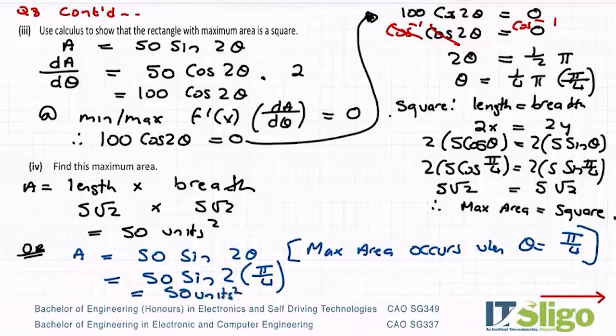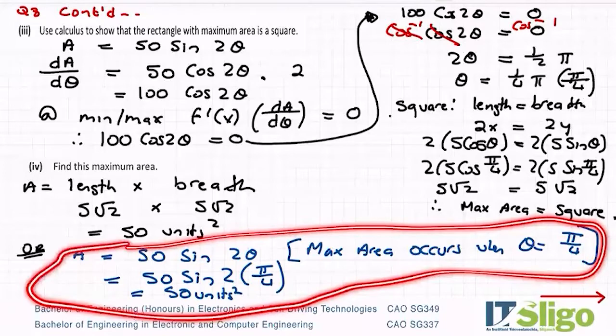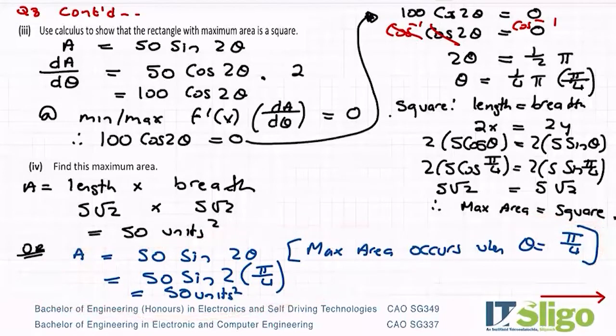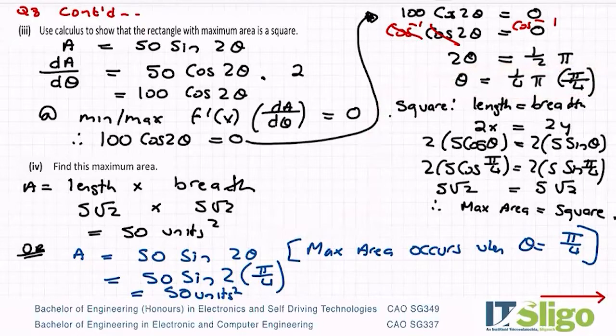The way I've written down here in blue is the traditional way of doing it with calculus. You use max min to find the variable that gives you the maximum, and then you sub that back into the original. So that's the traditional question that gets asked. Either way, we'll do this one.